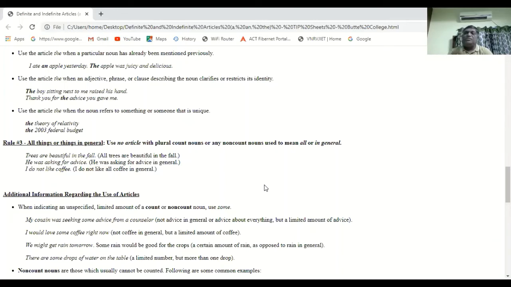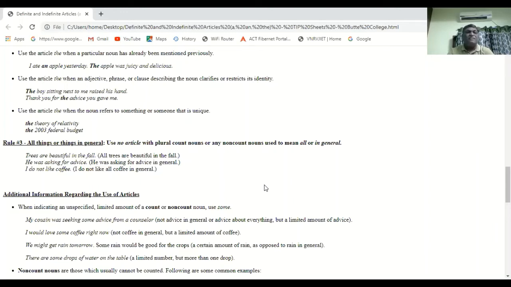So if you give the reference about it already, or if you have already mentioned it in sentence 1, then in sentence 2, as an immediate continuation, you can start with "the." That is one thing. One more example you can see.